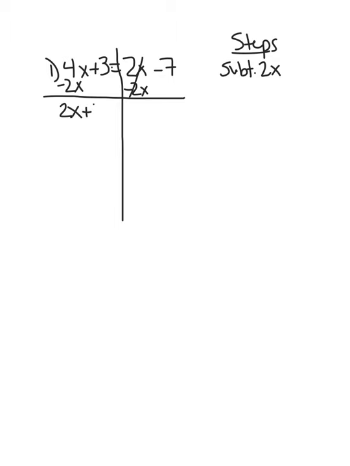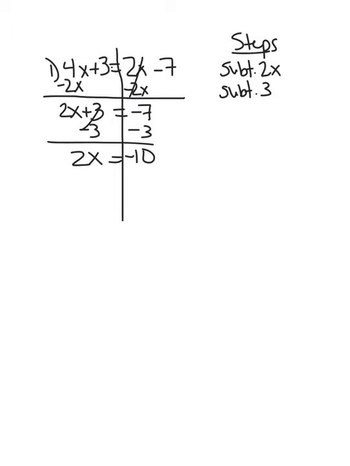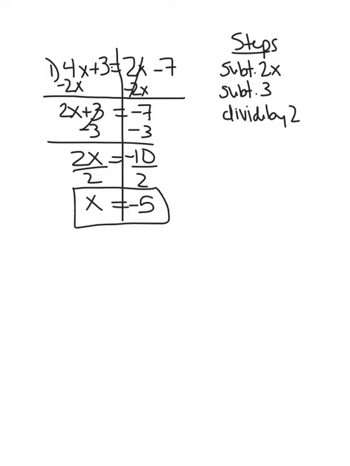So 2x plus 3 equals negative 7, right? There's step 1. And then now that we have 2x plus 3 equals negative 7, my next step is going to be to get rid of that 3. So it's a positive 3. So we're going to subtract 3 from both sides. So minus 3, minus 3. So I have 2x equals negative 10. And the last step is to get the x by itself. So to get the x by itself, we're going to divide by 2 both sides, which gives me x equals negative 5. Right, so there's my answer.